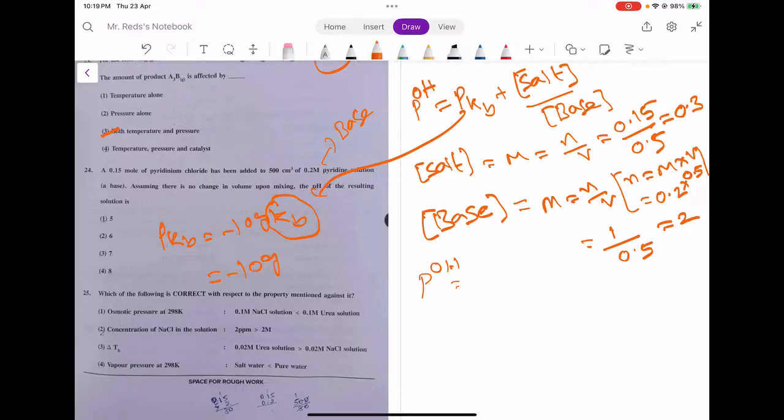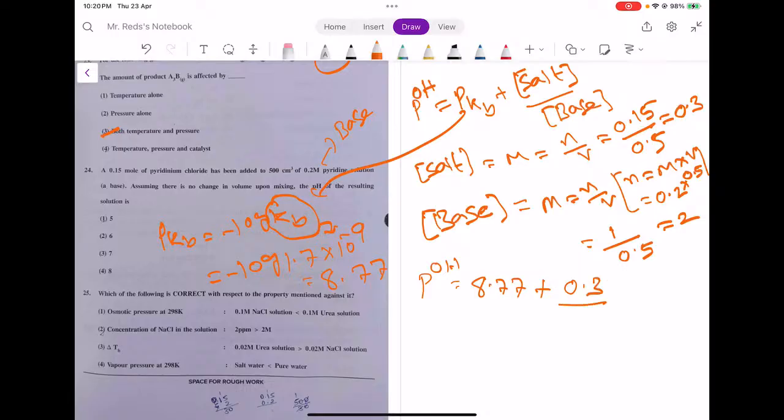If you go through the amines chapter, in the amines chapter pKb values are given, or otherwise in ionic equilibrium, minus log Kb value is here, Kb value, that is 1.7 into 10 power minus 9. You will get approximately 8.77, this is the pKb value. Okay na? Here pOH is equal to 8.77 plus log salt by base.